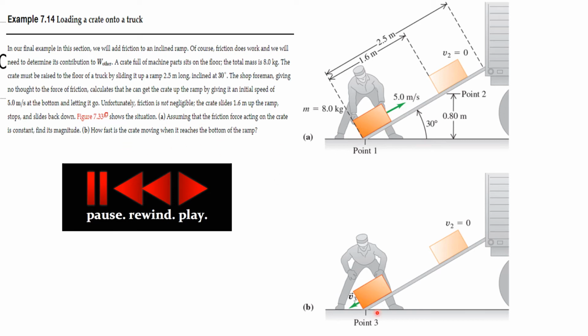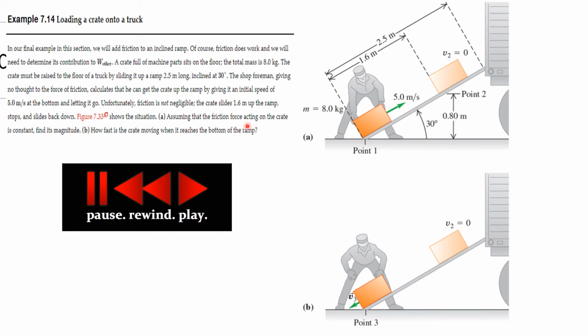And then it gets to the bottom, and the question is, is it still moving when it hits the bottom? You've got gravity working on it, but friction is retarding the motion. So we're saying, what is the velocity down here? Just to continue reading, it slid up 1.6 meters up the ramp, stops, and then slides back down. The picture shows the situation here.